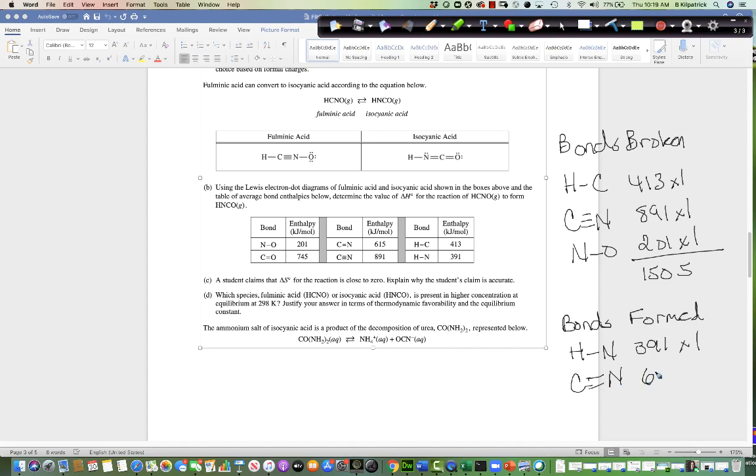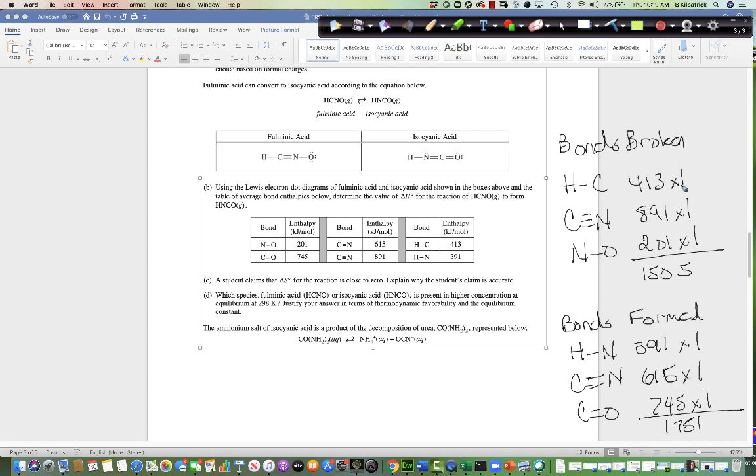That will be 615. There's only one of those. And then I have a C double bonding to an O. That's 745. There's only one of those. So when I add these together, I'm going to get 1751.